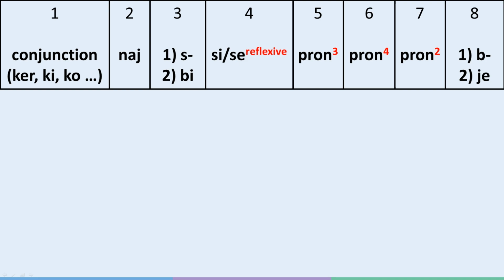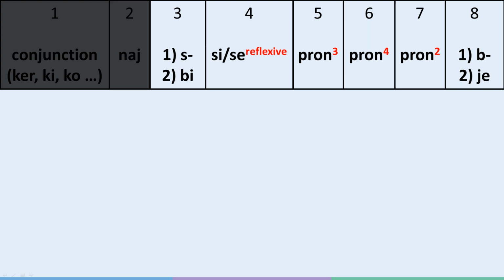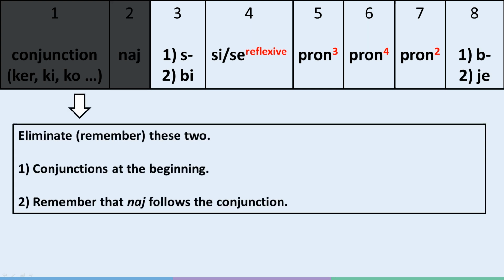Let's make it easier. The first thing I'd like us to do is to commit the first 2 to memory so that we can eliminate them. So eliminate, or in other words, remember these 2, please. You'll get used to conjunctions being at the very beginning in no time. We really don't need that as part of our table. It's the same in English. You have a comma followed by a conjunction. And simply remember that nai comes immediately after the conjunction.